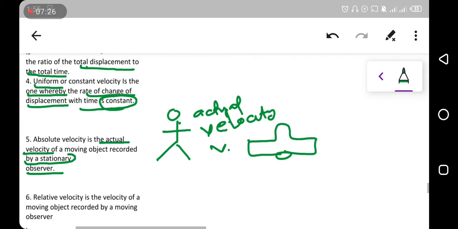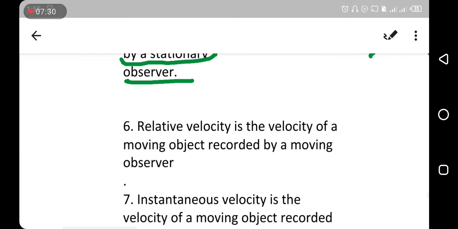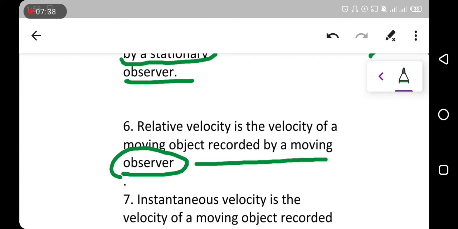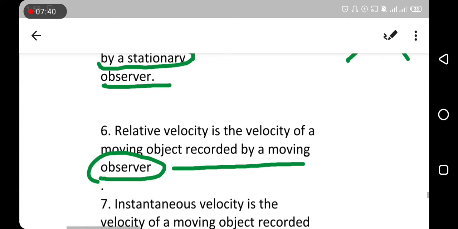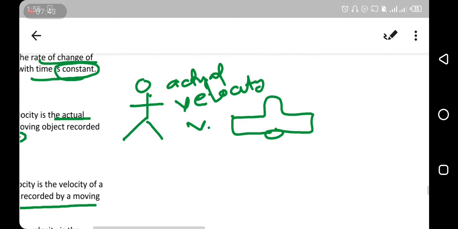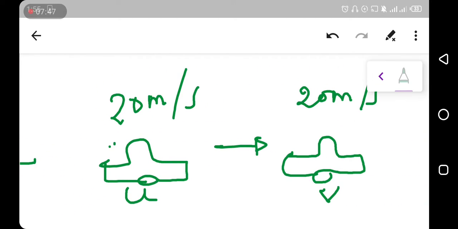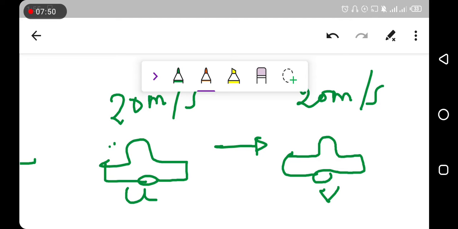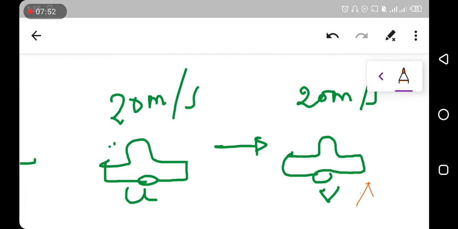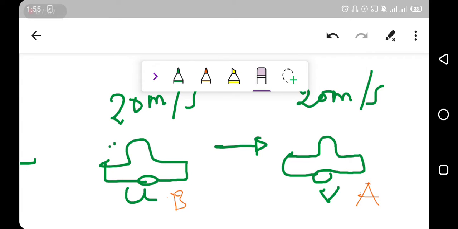Another velocity, we have the relative velocity. The relative velocity is the velocity of a moving object recorded by a moving observer. So for example, let's say for these cars, this is car A and car B. So tuna gari A na gari B. Sawa, tuna gari A na gari B.